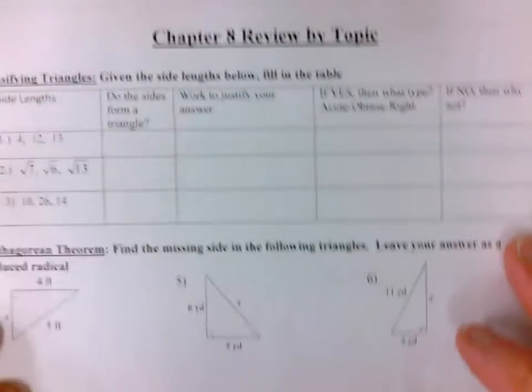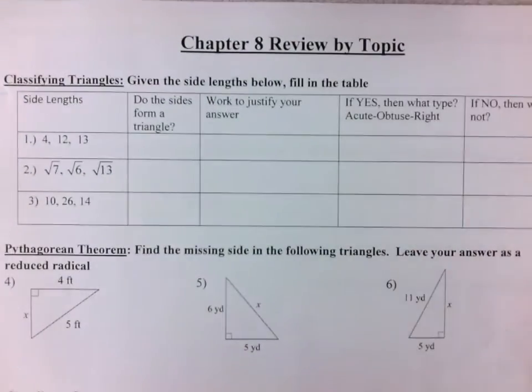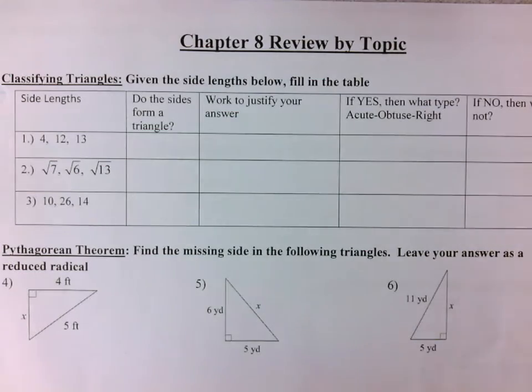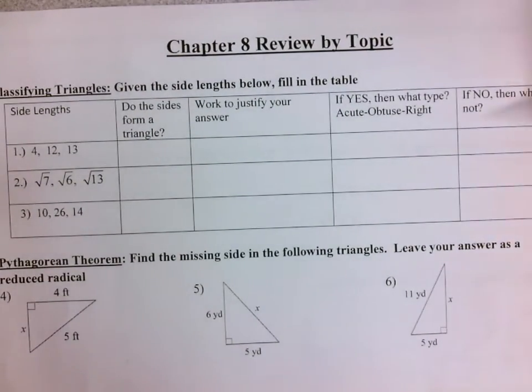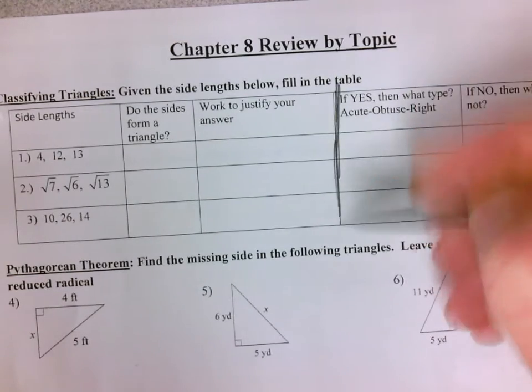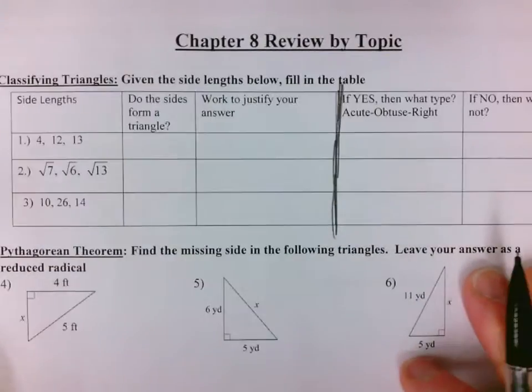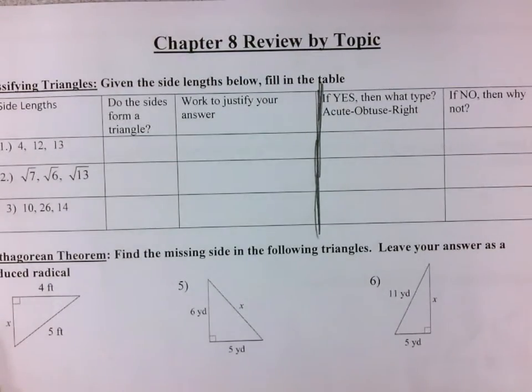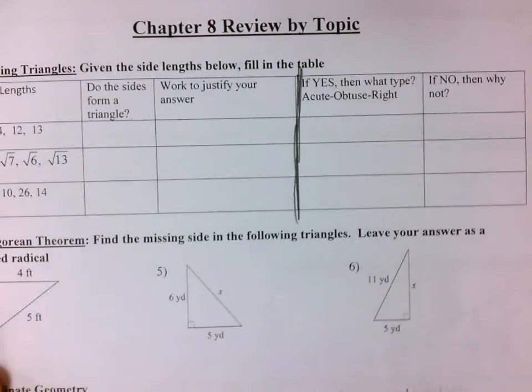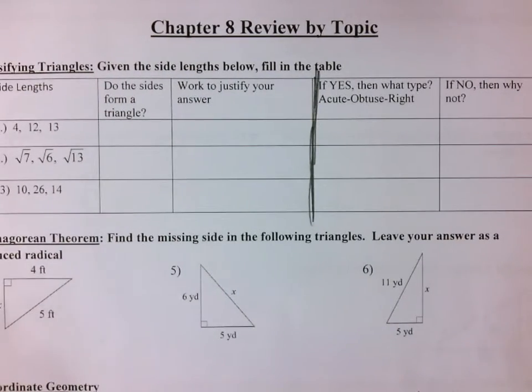Advanced review here. This is chapter 8, review by topic. I'm going to try to break this whole thing down for you kind of quickly. I like to think about these top questions as two different parts. One part is, do the sides make a triangle? And the other part is, if you know there's a triangle, then do they make acute, obtuse, or right?